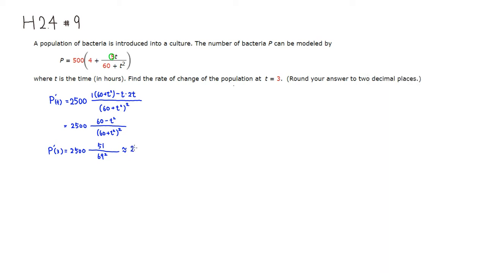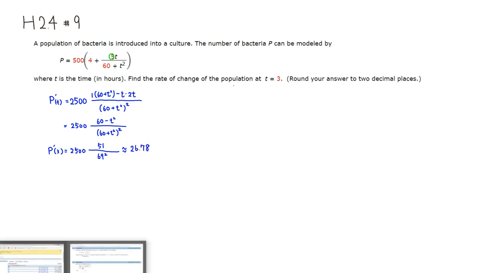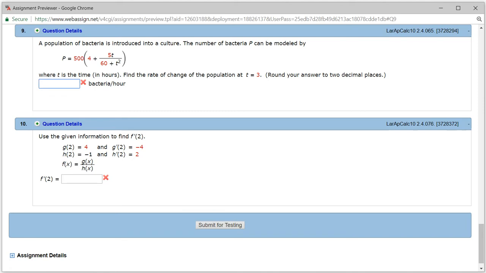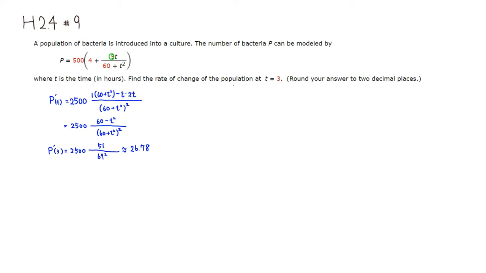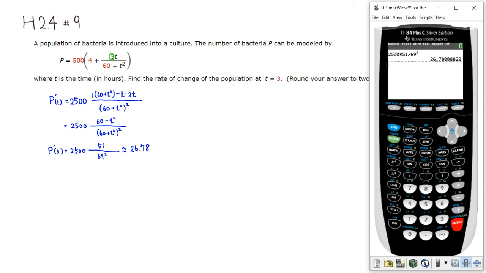26.78. So let's type it in, 26.78, and submit for testing. All right, I came back and it looks like we got this one correct. All right, that's it. I hope that this was clear.